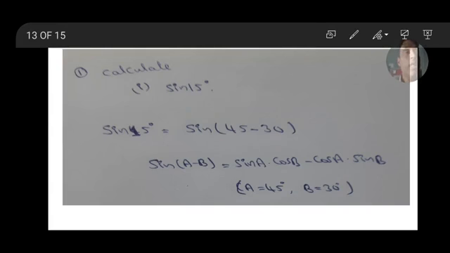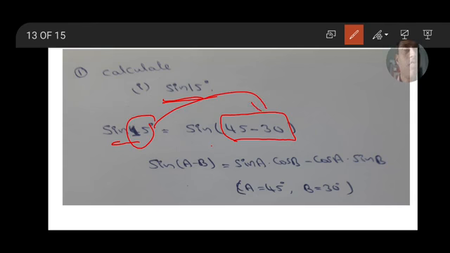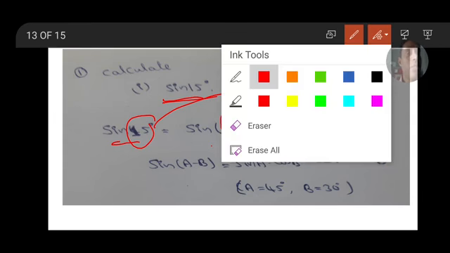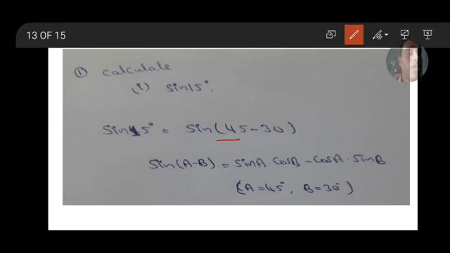Calculate the sin 15 value. What is the sin 15 degrees value? Sin 15 degrees: 15 degrees can be written as 45 minus 30. 45 minus 30 means it is 15. So it is of the form sin of a minus b, with a equal to 45, b equal to 30.